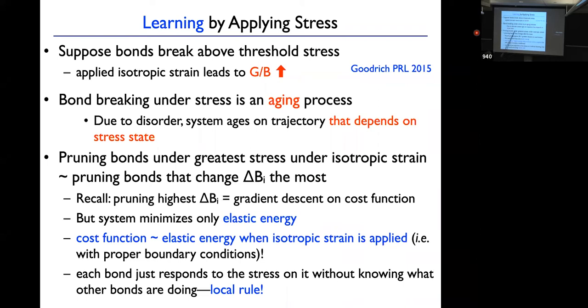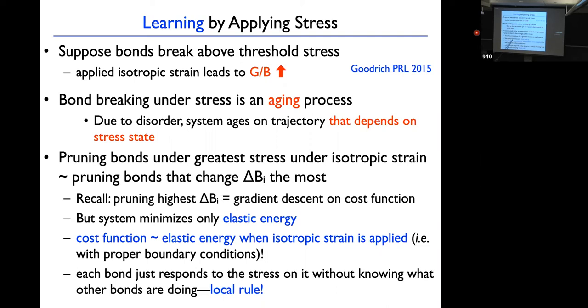So this thing that I said, when you think about it, it just blows your mind away, because the idea is pruning the bonds under the greatest stress under the isotropic strain with that boundary condition is almost the same as pruning bonds that change the bulk modulus the most, right? That's what I said. But pruning the bonds that change the bulk modulus the most is doing gradient descent on this cost function, which is the bulk modulus.